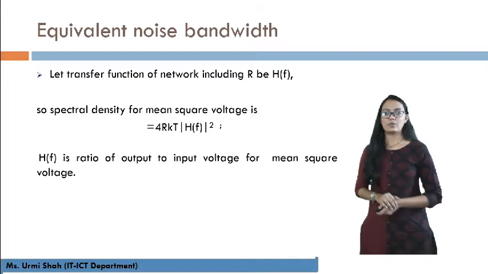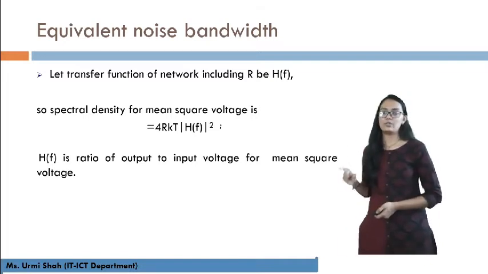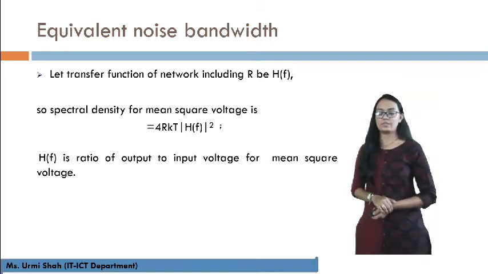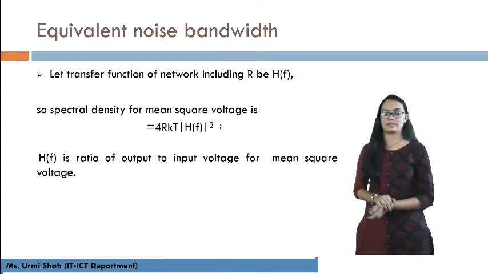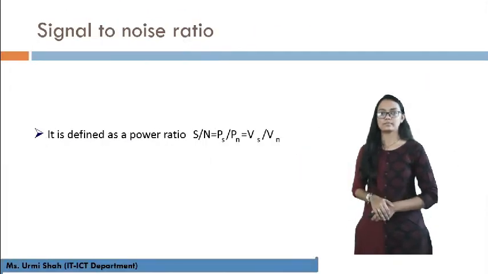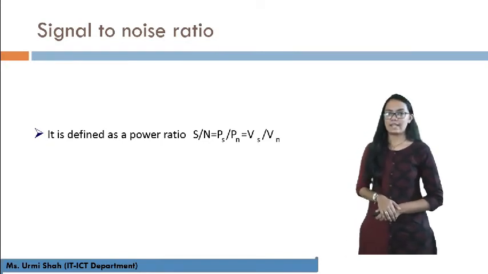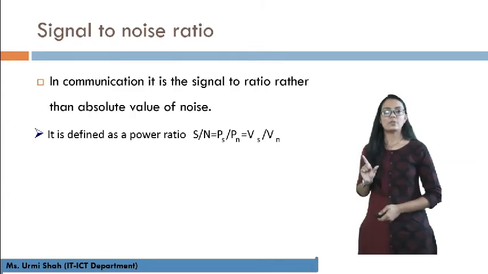Now the next thing we want to see is the noise factor. Basically, on which factor we are calculating the noise, that we will be seeing. So let's have a look at noise factor. Before noise factor, we need to understand what signal to noise ratio is. Basically, what is the meaning of signal to noise ratio?